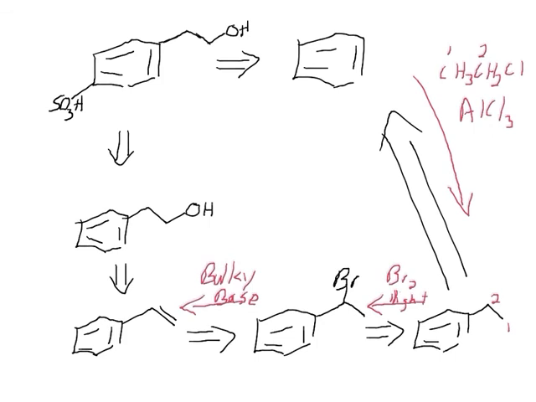Once you use your bulky base, what reagents do we use to make a primary alcohol from an alkene? BH3, then H2O2, OH minus, right? And then what reagents do we use to add the SO3H? We use H2SO4. Good.